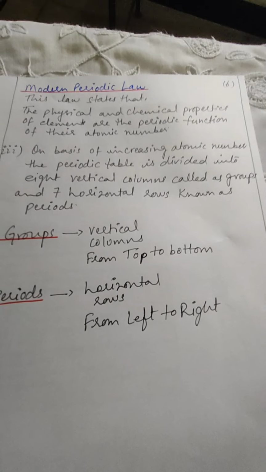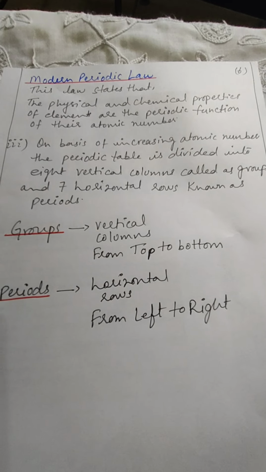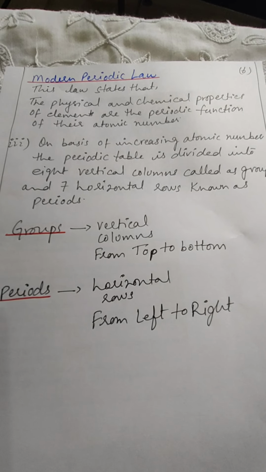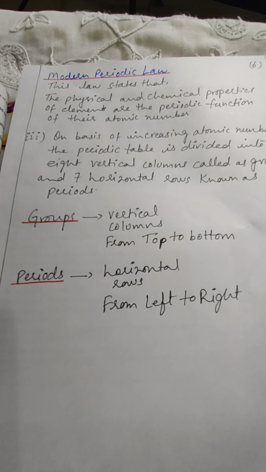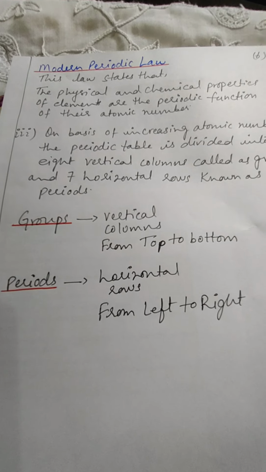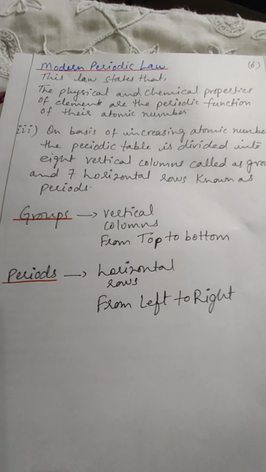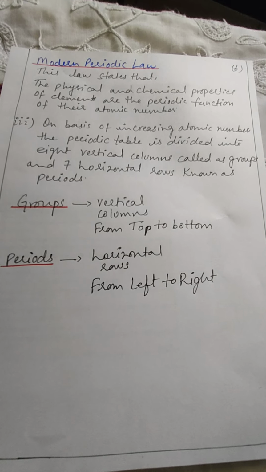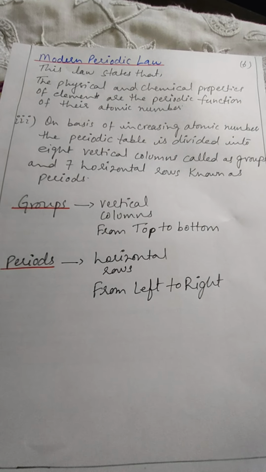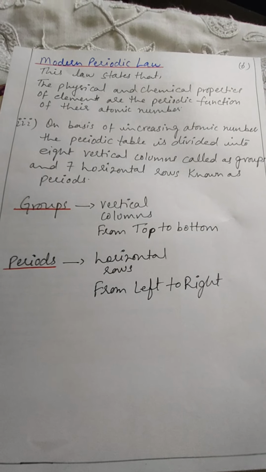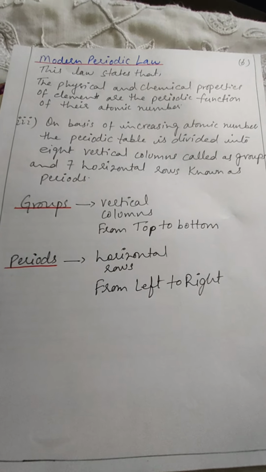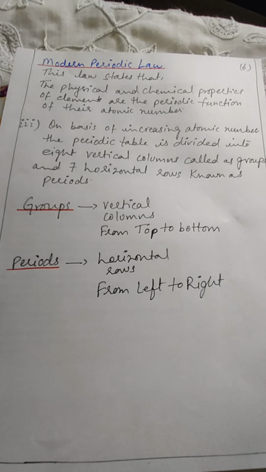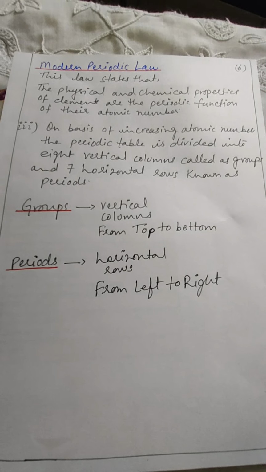So it was believed that atomic number is the fundamental characteristic of all the elements. Clear? Now, on the basis of increasing atomic number, the periodic table is divided into eight vertical columns called groups and 7 horizontal rows known as periods. As I have already explained the definition of groups and periods, up till now no objection or disadvantage can be observed in the modern periodic table presented by Moseley, who believed that the fundamental characteristic of every element is the atomic number.